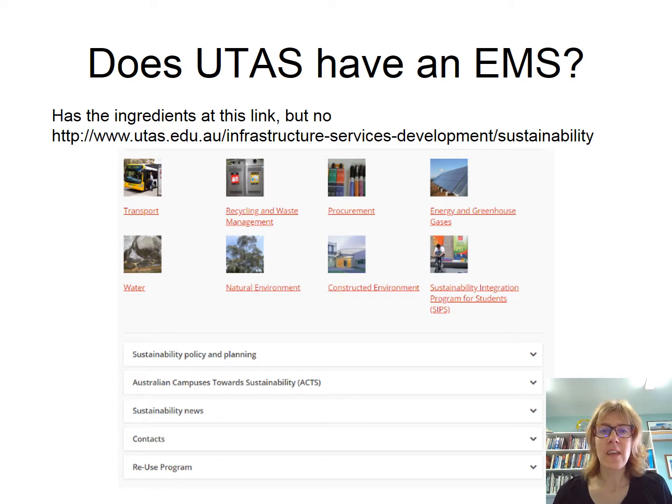And then you can see here from the sustainability page all of the different components that are typically part of an environmental management system. And for most, not all, but for parts of transport, waste, procurement, energy, we have pretty good evidence that there's kind of this ongoing improvement and investment. Not so much for natural environment. Some of it's a little bit patchy. So we don't have a management system, but we could.